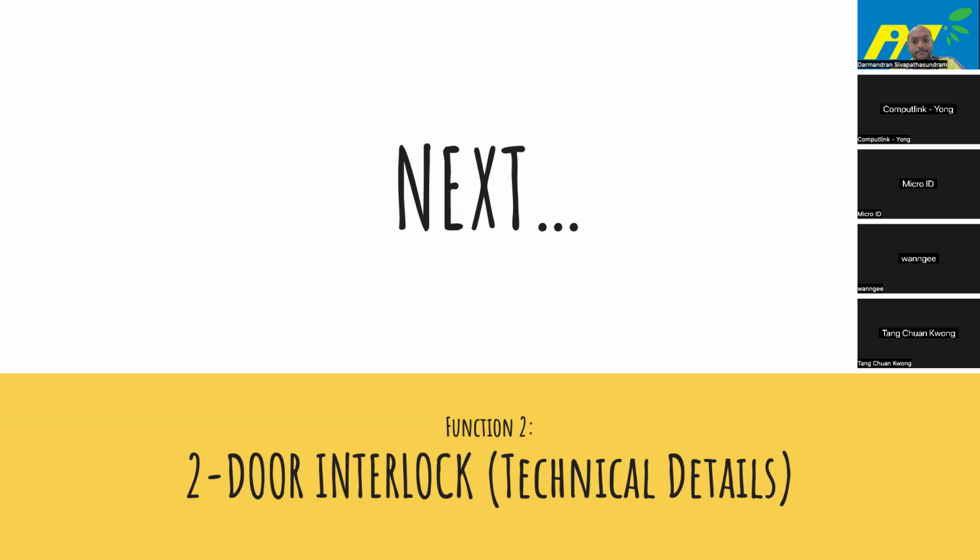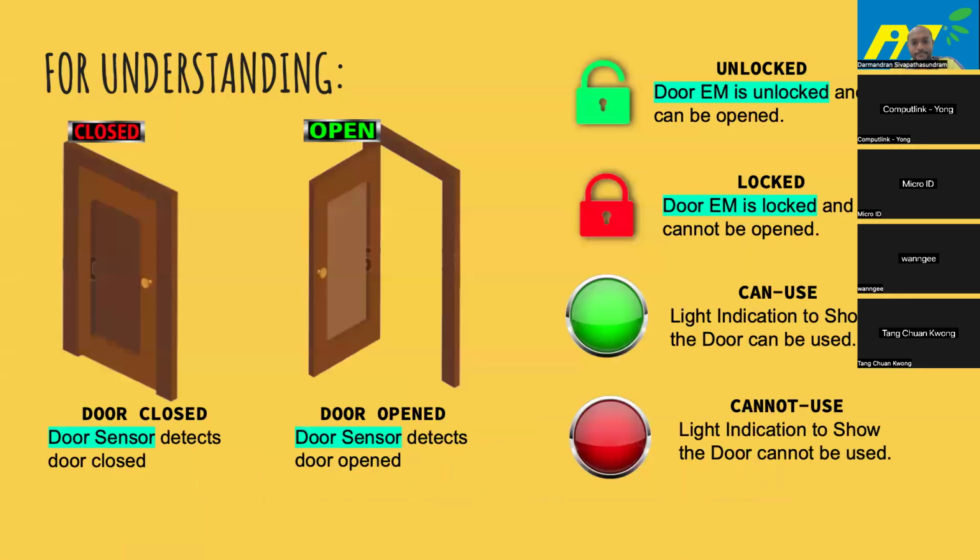Let's start with our two-door interlock explanation. Before we go into it, we have something I call door closed, where the door sensor detects the door is closed, and we have this sign here saying closed. When the door is open, the door sensor says it's open. We added one more called unlocked state, where the EM lock is unlocked, and lock state, where the EM lock is in lock condition.